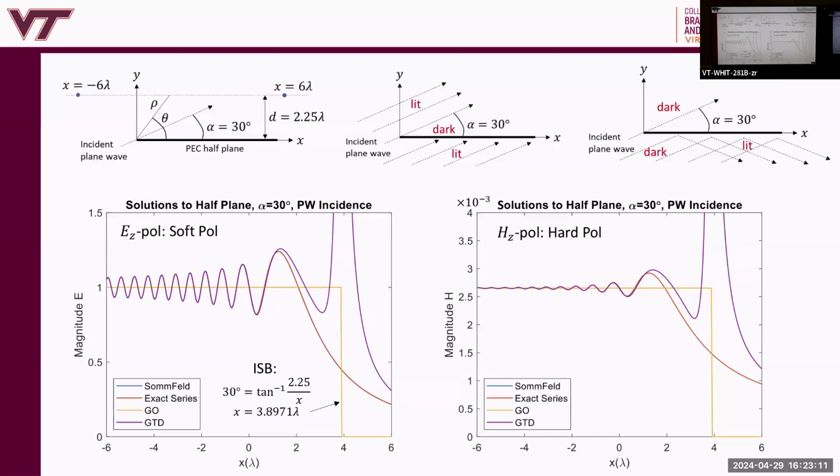The exact series solution and the Sommerfeld solution overlap; the red and the blue are overlapping. Of course, Sommerfeld with the Fresnel functions and the exact series solution overlap. GTD now does very well away from the shadow boundary, but then it has a singularity. That's one of the problems with the geometrical theory of diffraction: along the shadow boundaries, there's a singularity. We're going to fix that in this lecture by introducing a different technique.